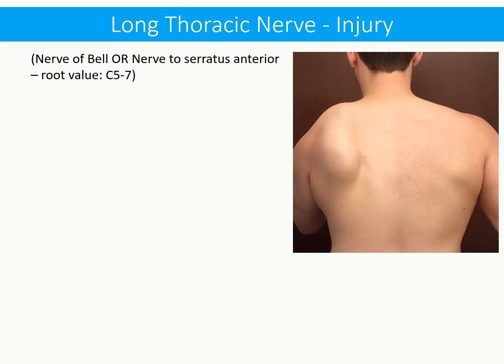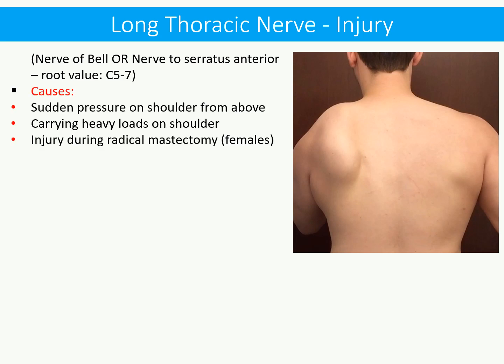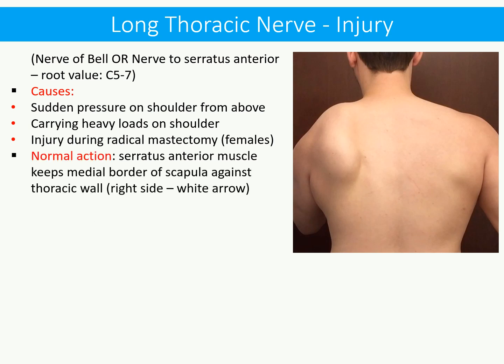Long thoracic nerve injury. Long thoracic is the nerve to the serratus anterior, having root value cervical fifth, sixth, and seventh segments. Causes of the injury include sudden pressure on the shoulder from above, carrying heavy load on the shoulder, or injury during radical mastectomy in females.